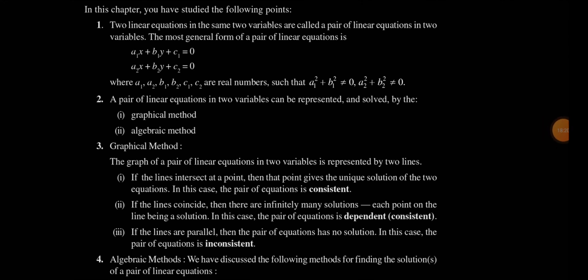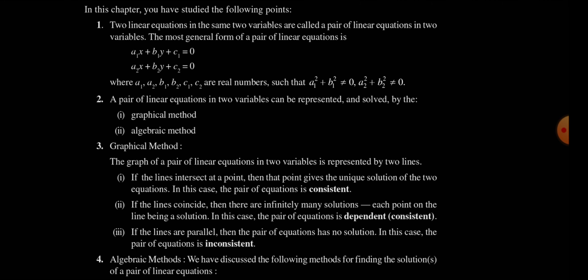Now, summary of the chapter. You have studied the following points in this chapter. First, two linear equations in the same two variables are called a pair of linear equations in two variables. The most general form of a pair of linear equations is a1x plus b1y plus c1 is equal to 0, a2x plus b2y plus c2 is equal to 0, where a1, a2, b1, b2, c1, c2 are real numbers such that a1 square plus b1 square is not equal to 0 and a2 square plus b2 square is not equal to 0.